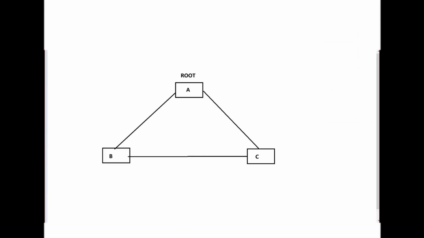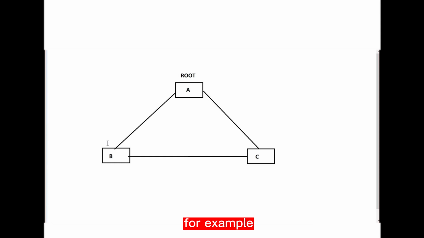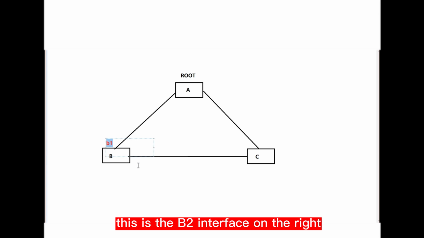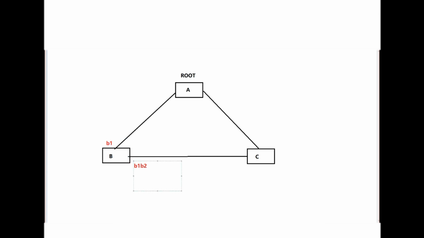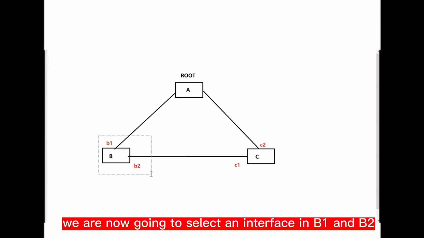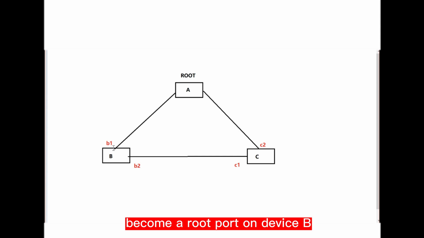For us now, let's look at device B. Compared with device C, it is actually the same. Let me identify the interfaces of these devices. This is the B1 interface on the left. This is the B2 interface on the right. Then the device C interfaces here: this is the C1 interface, and this is the C2 interface. We are now going to select an interface in B1 and B2 to become the root port on device B.